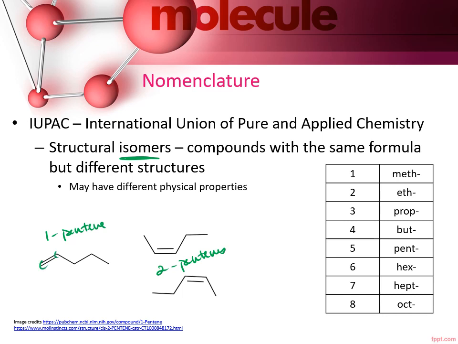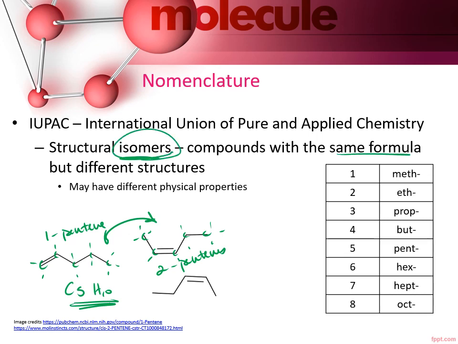If I count carbons, 1, 2, 3, 4, 5 carbons, there's going to be 10 hydrogens. Same thing over here, I'm going to have a total of 10. All of these guys are C5H10, but they're not the same molecule. They are isomers of each other. They have the same formula, C5H10, but they have different structures, 1-pentene and 2-pentene.